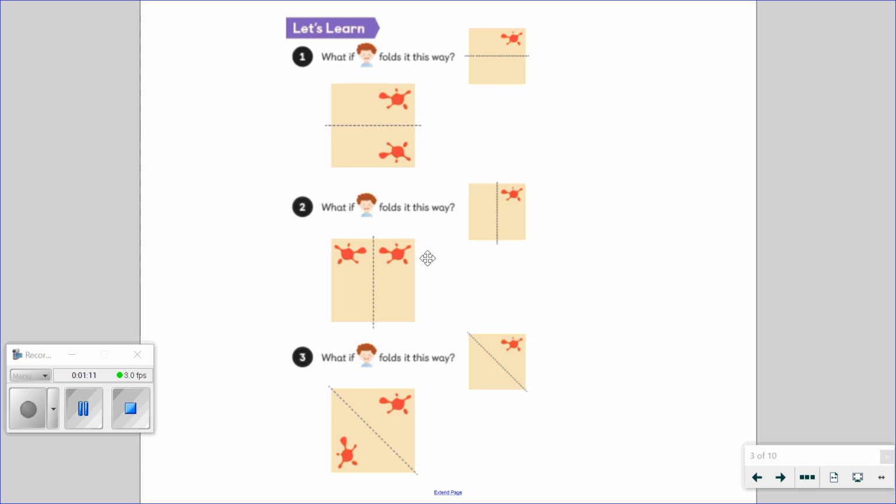This time, he's folded the square along the vertical line of symmetry, and the paint has been reflected over here. But what if he folds it this way, diagonally? Is it still symmetrical? It's still the same distance from the line of symmetry, and in the same position from the corner and sides of the square. It's symmetrical.